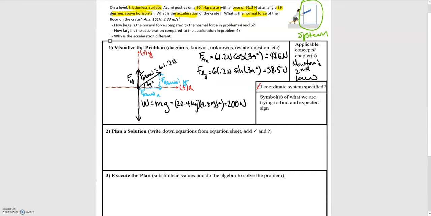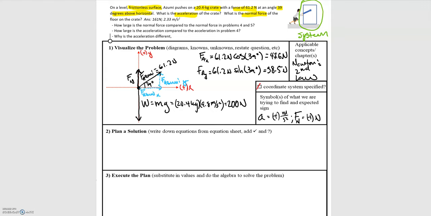We were asked to find the acceleration of the crate. And since the acceleration in the y direction is zero, we expect this to just be a positive x. That's going to have units of meters per second squared. And then we're asked to find the normal force of the crate, F sub n. And that's going to be pointing in the positive y direction. It's going to have units of newtons.